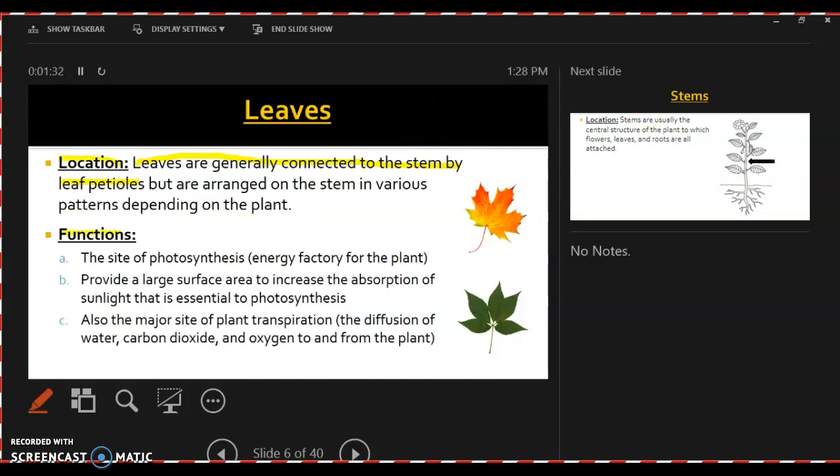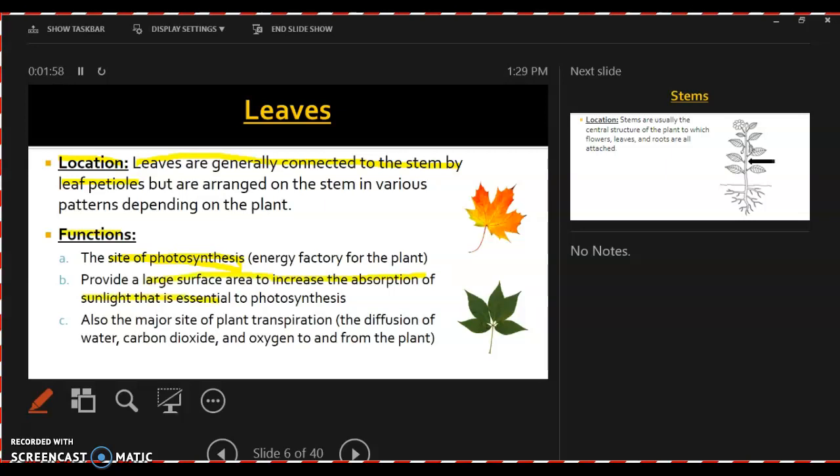It's the site of photosynthesis. What photosynthesis does is it provides the plant with its food. It also provides a large surface area to increase the absorption of sunlight. In order to have photosynthesis, the plant has to have light. So it increases absorption of the sunlight, and it's the large surface area.